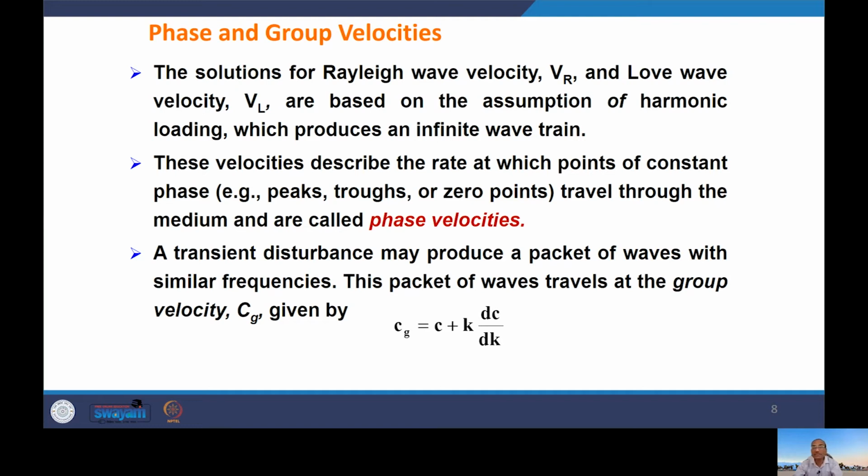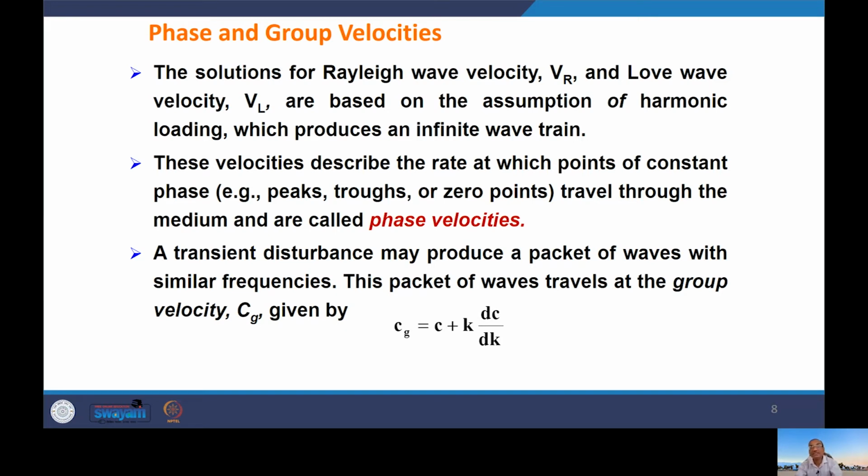Now, a transient disturbance will produce a packet with similar frequencies, and this packet of waves travels at the group velocity. First of all, the frequencies of this packet of waves are in a similar range, that is not very much different, because once the frequency changes, naturally the wave velocity will be different. So the packet of waves with similar frequency content that travels together, their velocity is called group velocity, and group velocity Cg is given by this relation: Cg equals C plus k dC by dk.